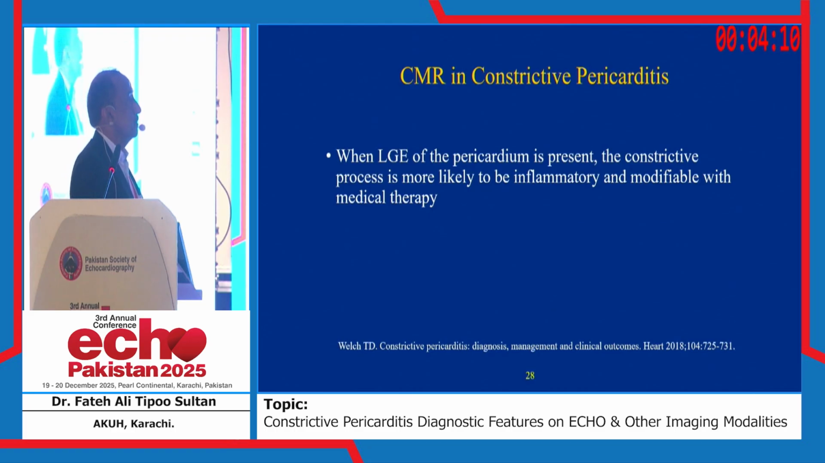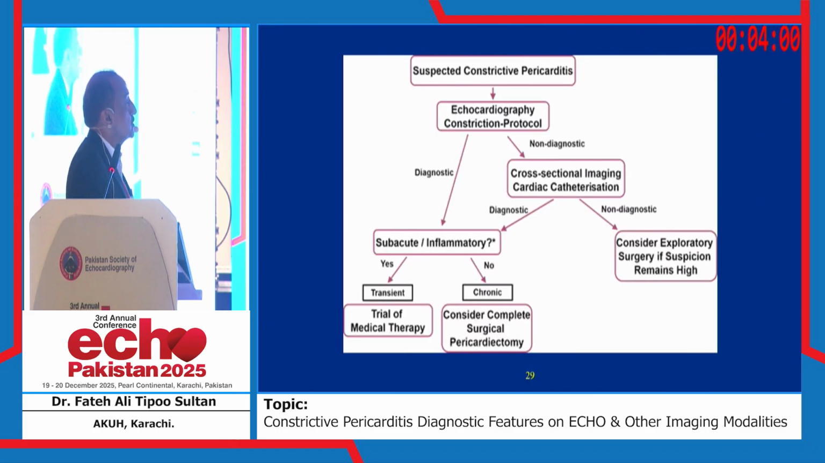So when late gadolinium enhancement of the pericardium is present, the constrictive process is more likely to be inflammatory and modifiable with medical treatment. This is important. So whenever a patient comes to you with a clinical suspicion of constrictive pericarditis, first just go for the echocardiogram with constrictive protocol. If it's diagnostic, then you would like to see whether this is subacute or inflammatory. If this is subacute inflammatory, then you can give a trial of medical treatment. If it's not, then you may go for pericardiectomy.